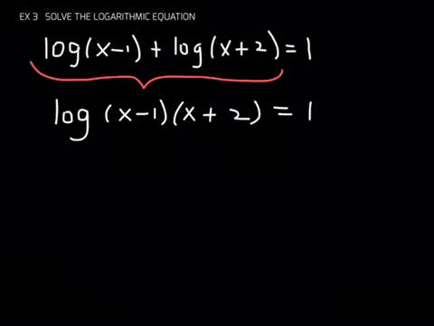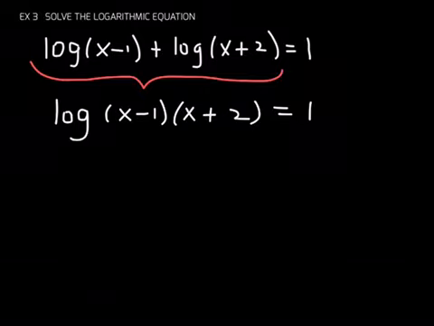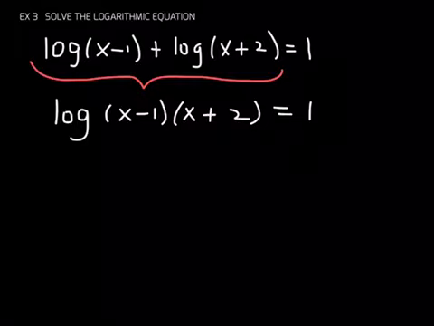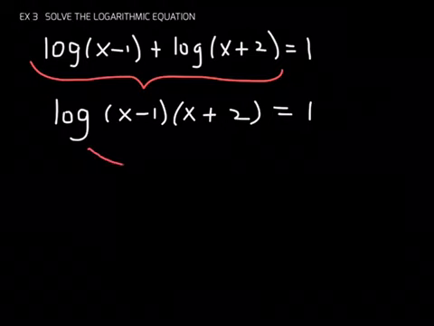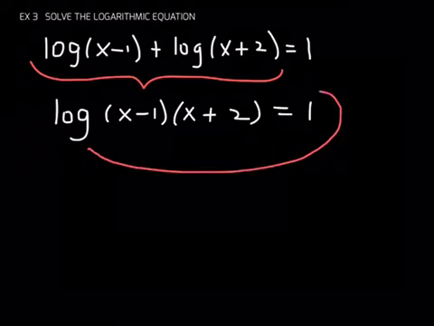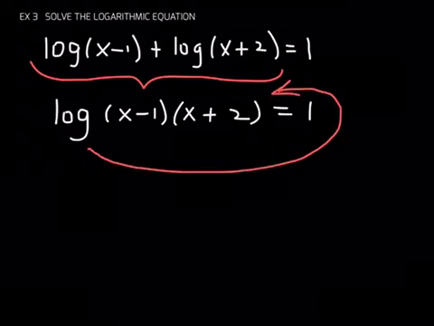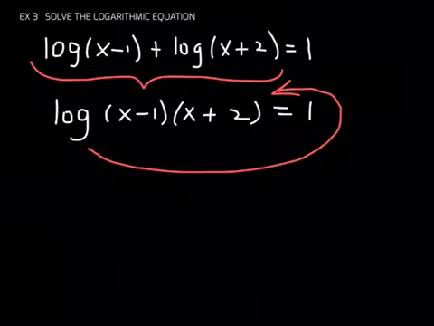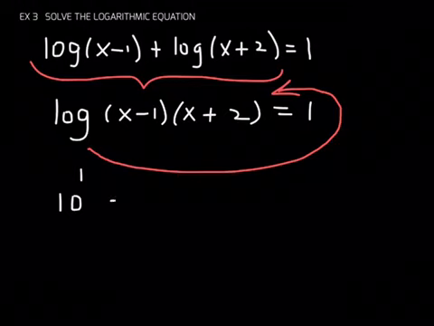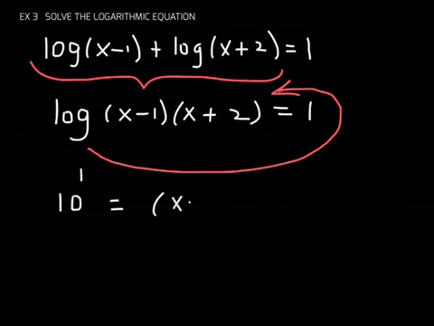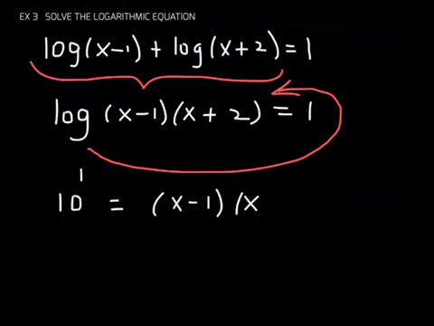Now, I'm going to invite you to do the same thing we did in the previous problem. Change this to its related equation. So base 10 raised to the power of 1 gives me all of that argument. Okay? So then this is base 10 raised to the power of 1 gives me x minus 1 times x plus 2, like that.